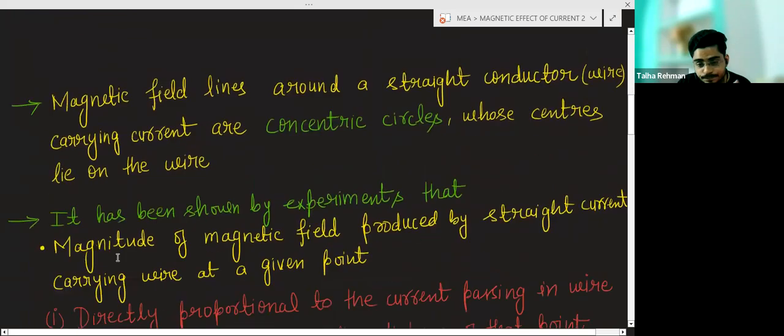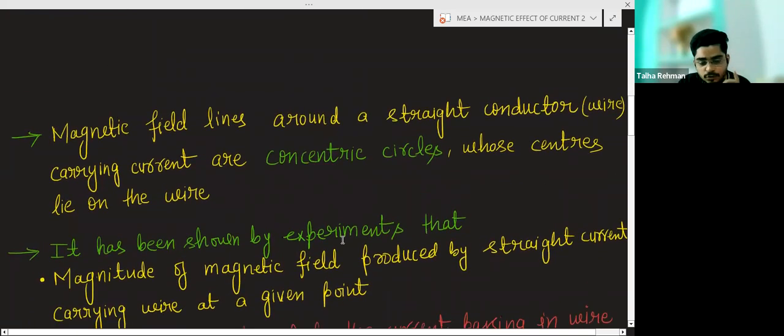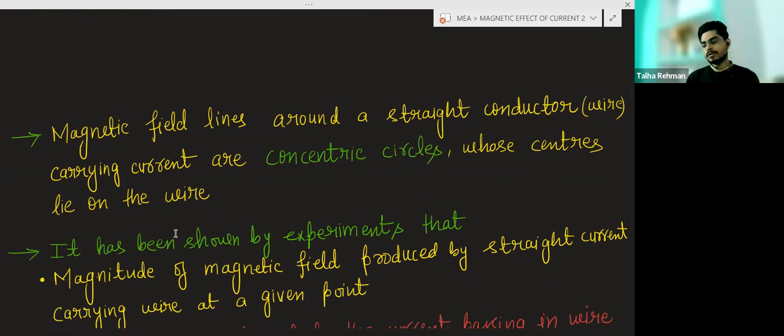Now it has been shown by experiment, as I told you in the last class, that when you go to 12th class, if you have physics, in the chapter magnetic effect of current you will study the Biot-Savart law. In the Biot-Savart law you will find some observations, different proportionalities, such as the magnetic field being directly proportional to the current flowing in the wire.